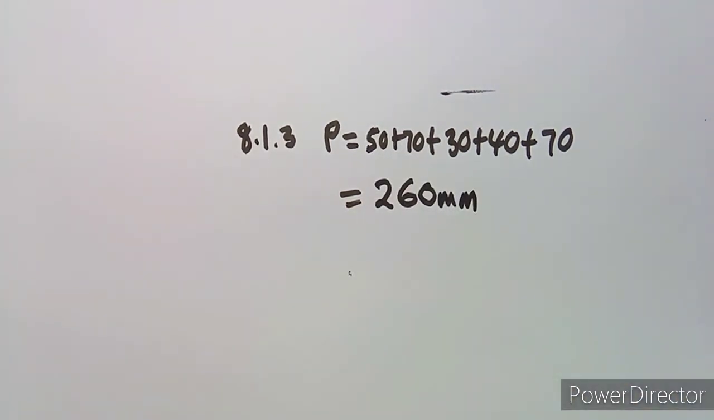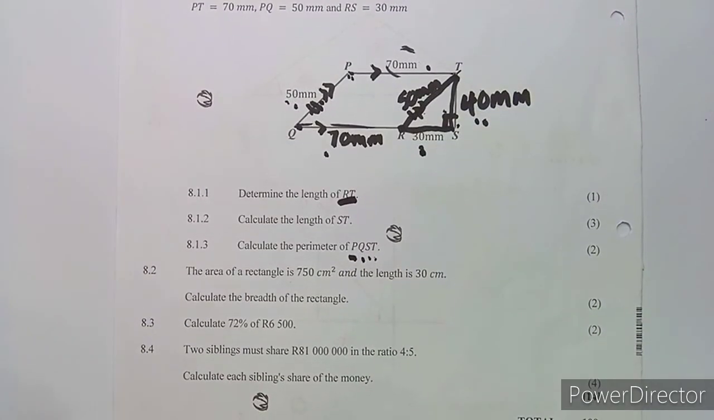Remember, this is a perimeter. It's going to remain with millimeters, just like that. All right, so that's 2 marks, as you can see.